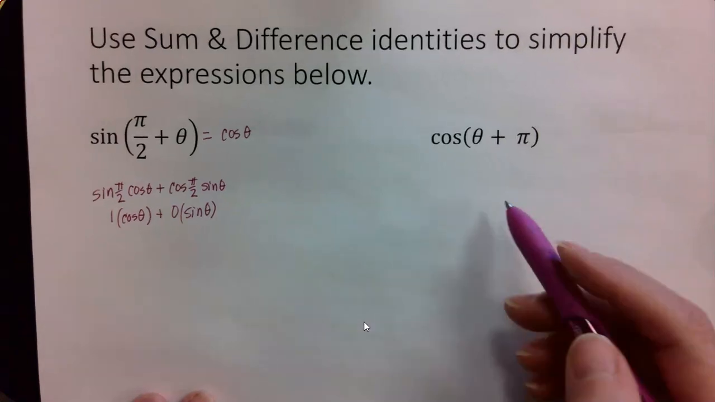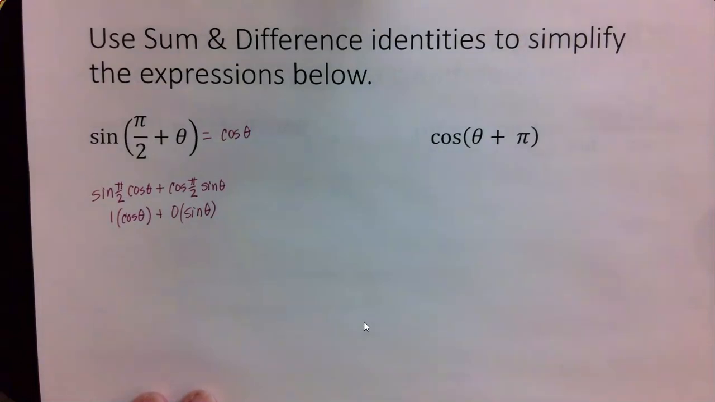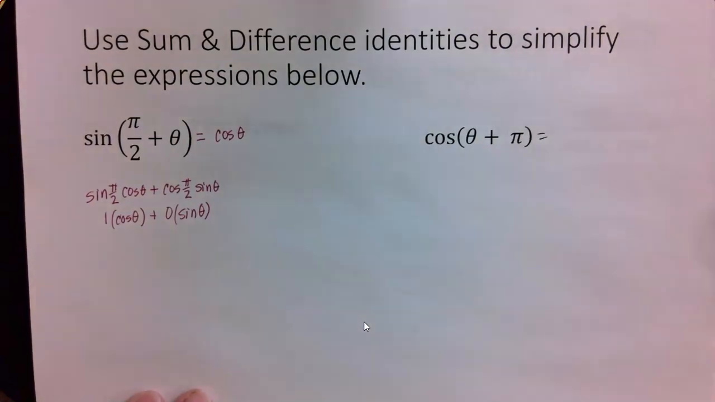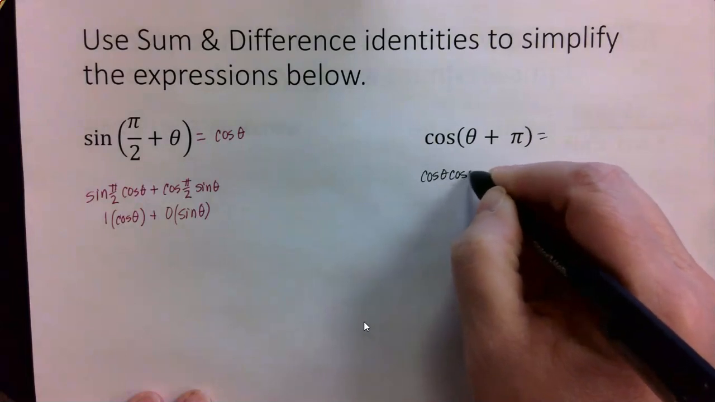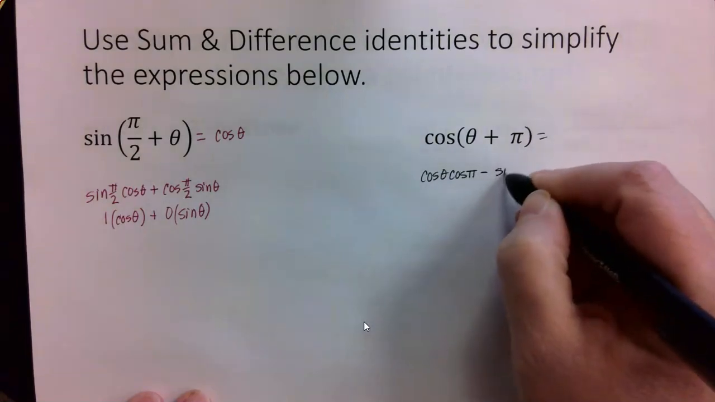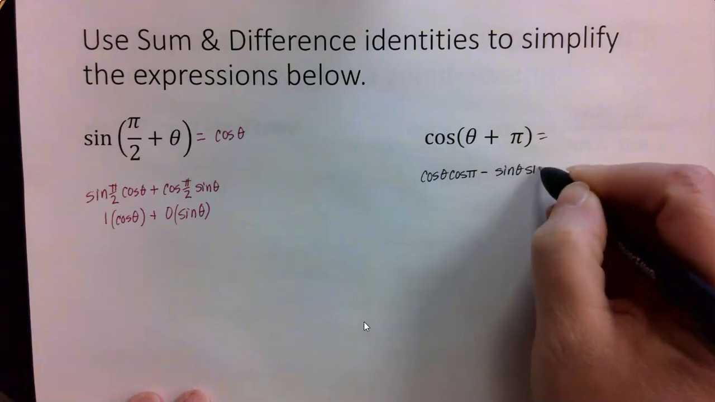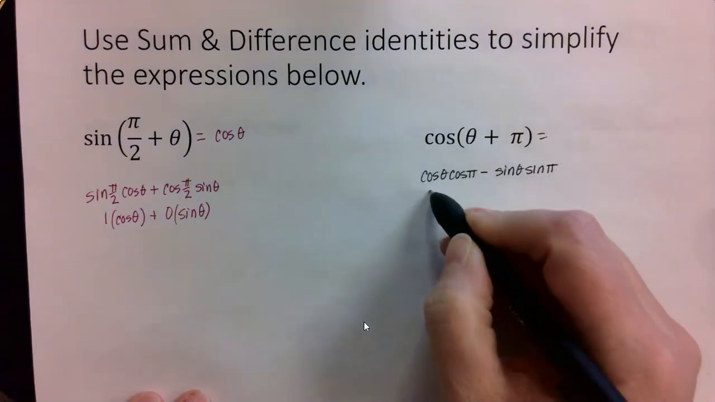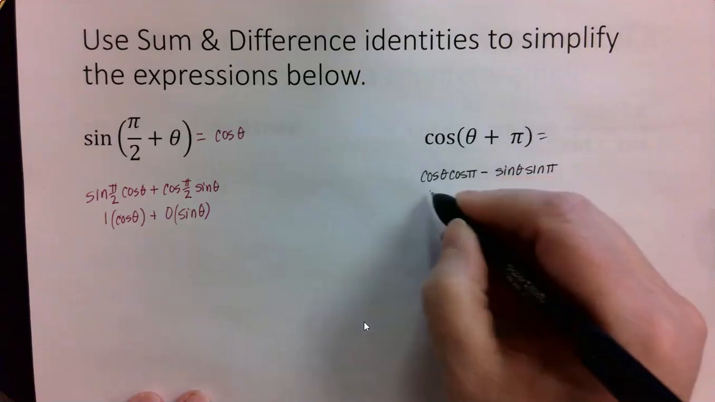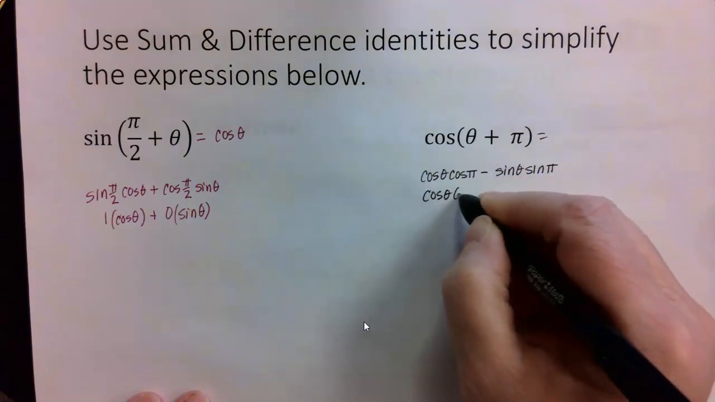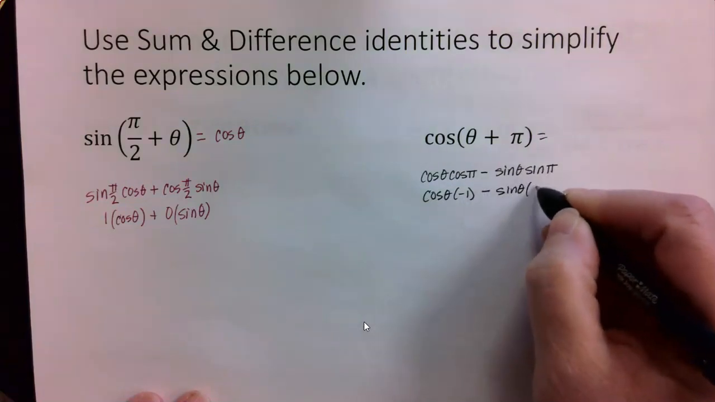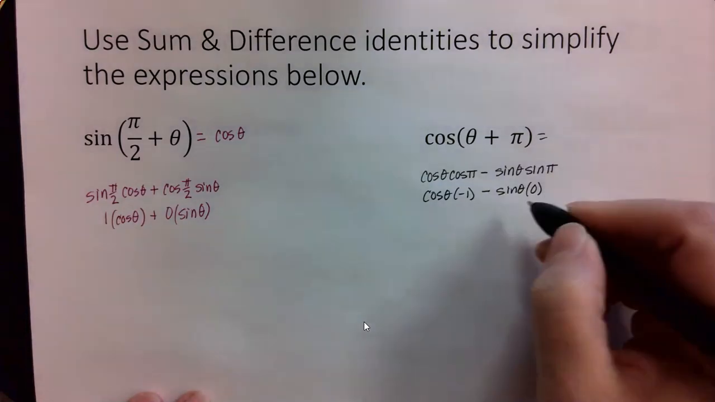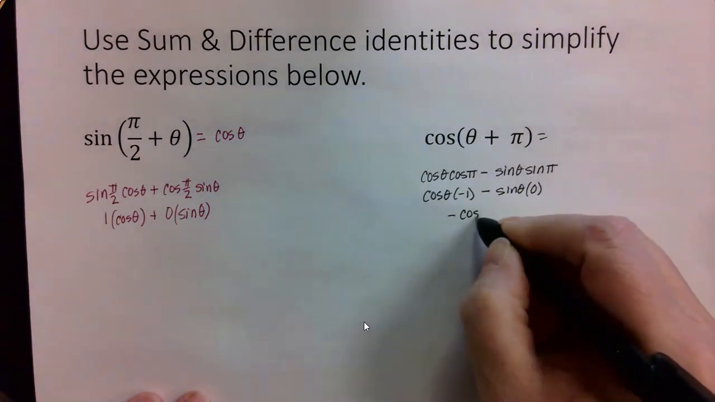All right, next one, we have the cosine of theta plus pi. So when we do this particular problem, we know what we're trying to find what that equals. So we've got cosine theta cosine pi, minus sine theta sine pi. The cosine of theta we don't know. We know the cosine of pi is -1. So cosine theta times -1 minus the sine of theta times the sine of pi, which is 0. So this just all equals negative cosine theta.